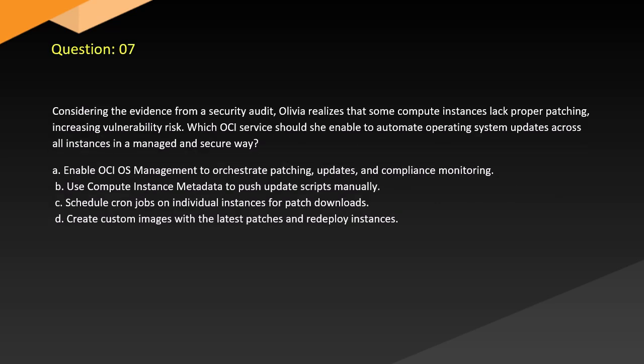Question 7. Considering the evidence from a security audit, Olivia realizes that some compute instances lack proper patching, increasing vulnerability risk. Which OCI service should she enable to automate operating system updates across all instances in a managed and secure way? A. Enable OCI OS Management to orchestrate patching, updates, and compliance monitoring. B. Use compute instance metadata to push update scripts manually. C. Schedule cron jobs on individual instances for patch downloads. D. Create custom images with the latest patches and redeploy instances.